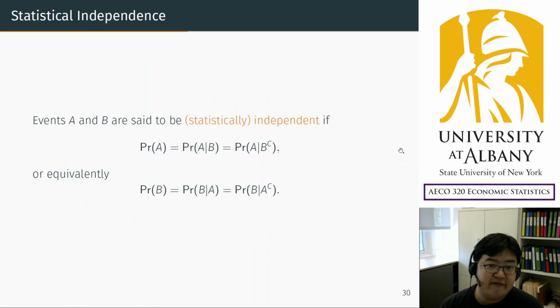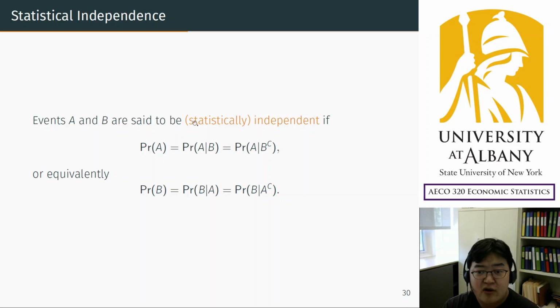This is a special case, a very interesting and special case. We are going to define such a case as statistical independence. So we say that two events, A and B, are statistically independent, or simply independent, if those probabilities are the same. So the probability of A, unconditional, equals the probability of A if B happened, or the probability of A if B did not happen. So no matter what happened to B, the probability of A is the same.